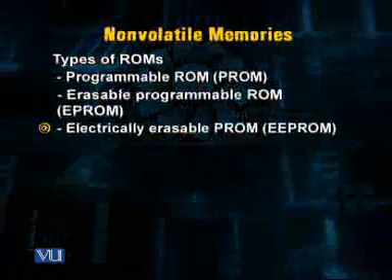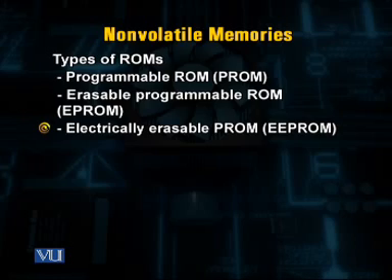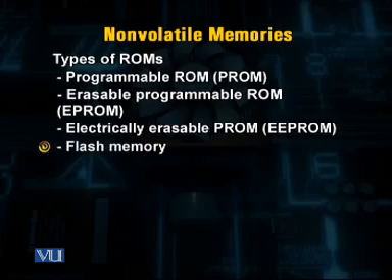In these types of memories, the information once programmed can be removed by using an ultraviolet light source. By using this ultraviolet light source, we can erase the previous information and restore new information into it. The other type of memory in this class is known as electrically erasable programmable read-only memory. That is, we can erase the information electrically instead of using ultraviolet light. The other type is the flash memory.